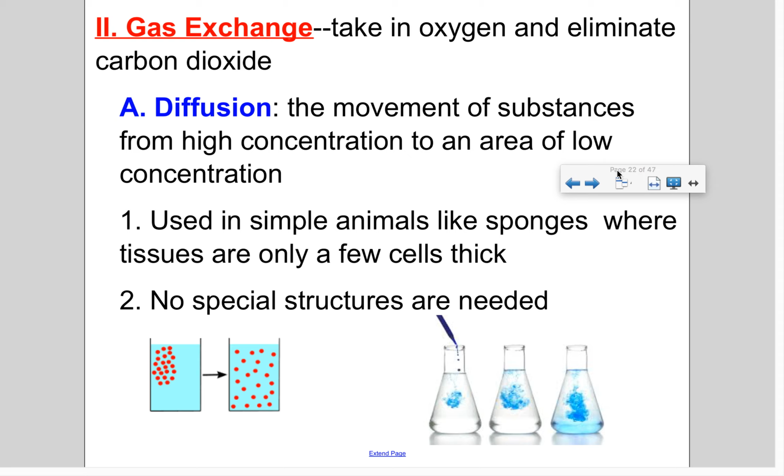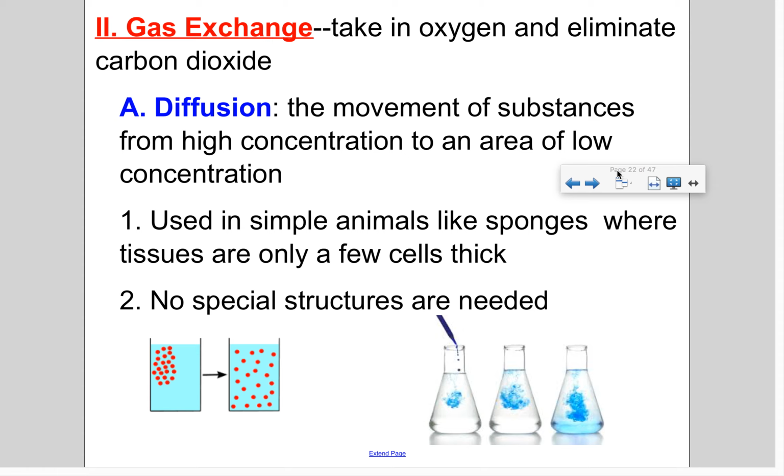We've talked about diffusion before, way back when we talked about cells, but diffusion is the movement of substances from high concentrations to an area of low concentration. You're at the top of the hill, you're sliding down to the bottom of the hill, it does not require any energy. So that's a benefit of diffusion. It does not require any energy.